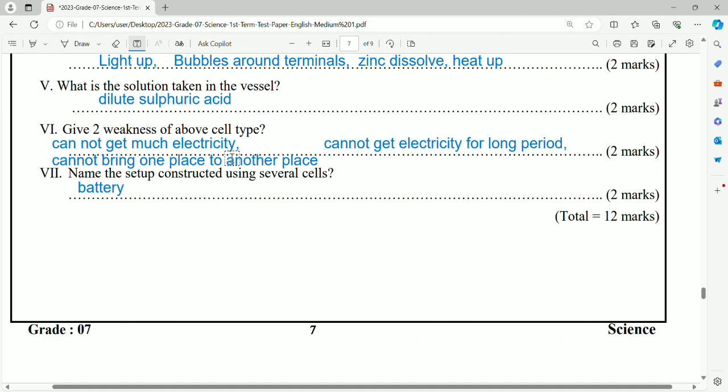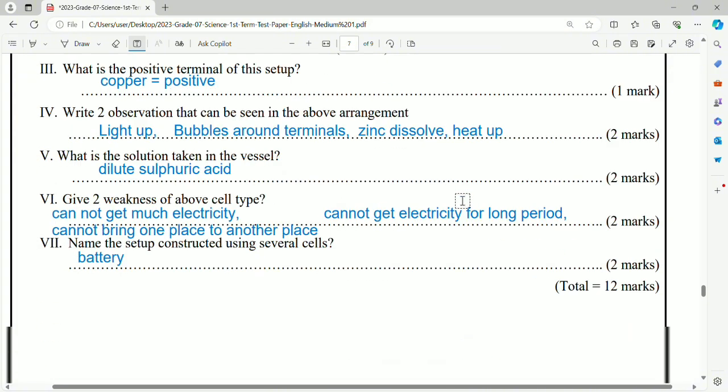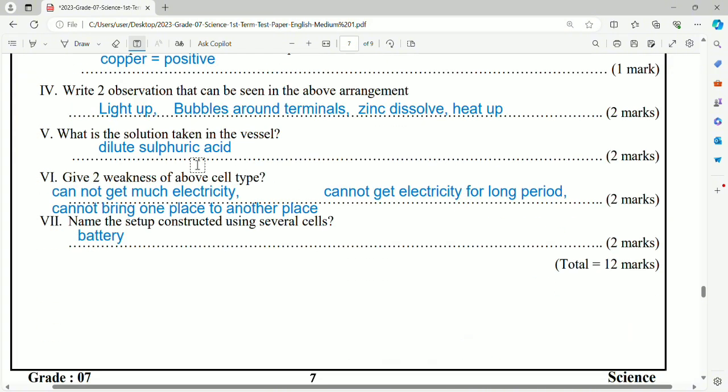What is the solution taken in the vessel? Here we have to take dilute sulfuric acid. Weakness of this cell type: we cannot get much electricity, cannot carry it from one place to another, and cannot get electricity for a long time. These are the weaknesses of simple cells.